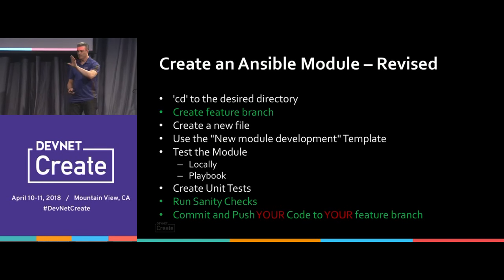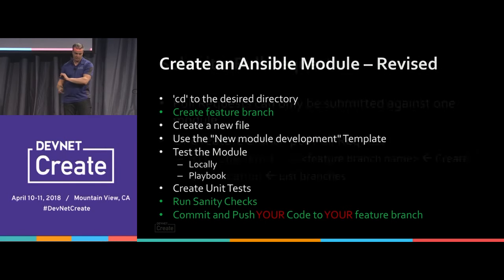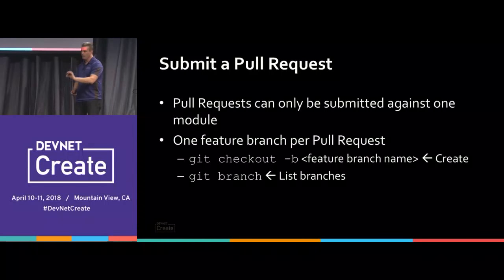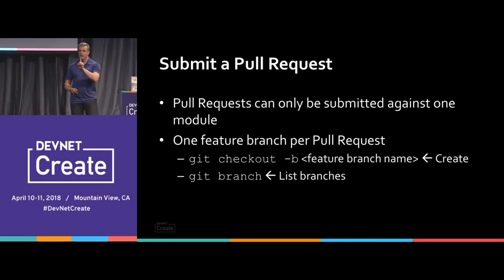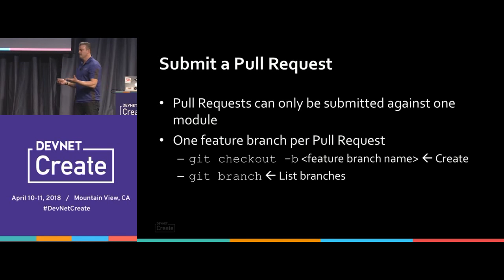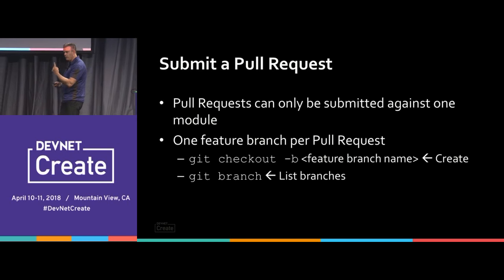Remember, you forked it, you cloned it, and now you're going to commit it, but you're committing it to your code on your feature branch. And then you're going to submit a pull request. Now, pull requests can only be submitted against one module. So in the sense of thinking about it, modules do one thing well.